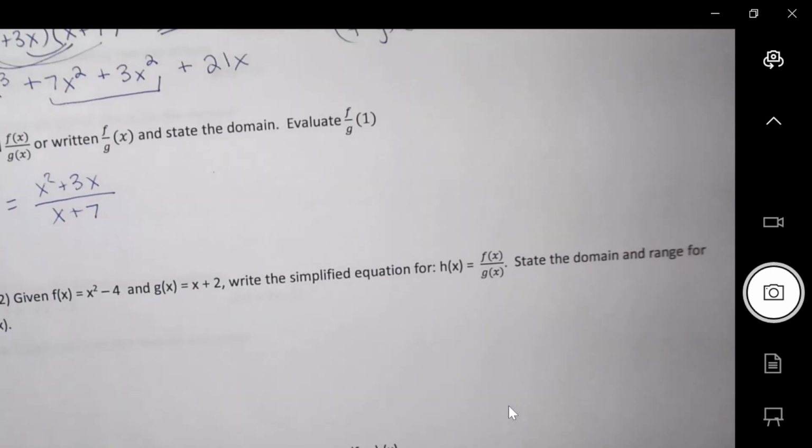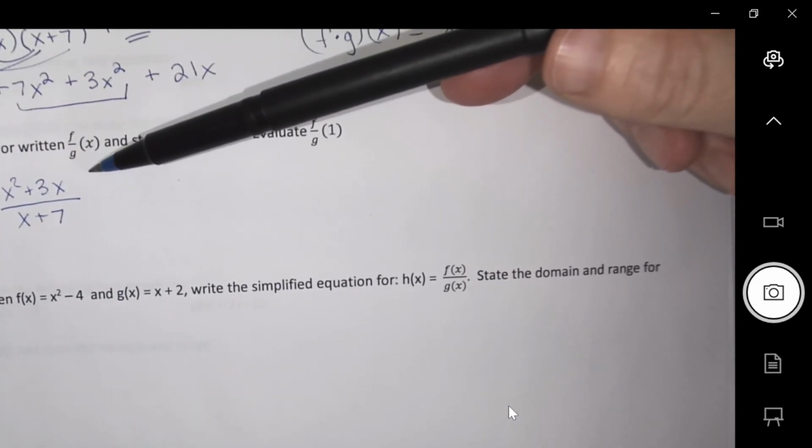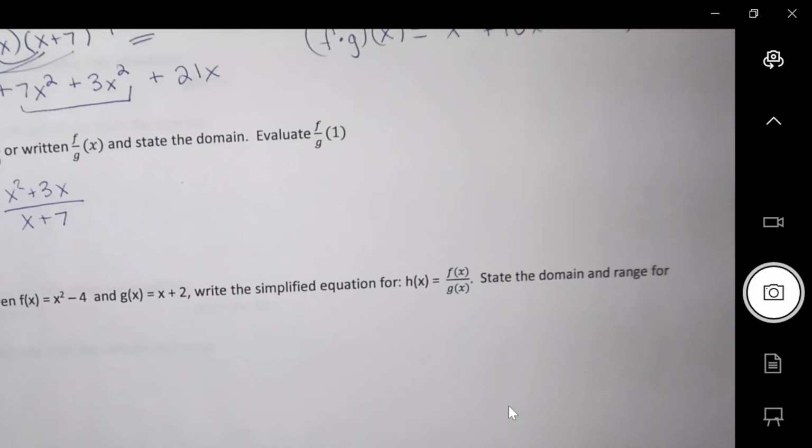Okay, there's nothing I can do with that. I could factor out an x on the top, but then it's x plus 3, and that doesn't get me anything to cancel or simplify. So I'm going to leave it, because I can't simplify it anymore.